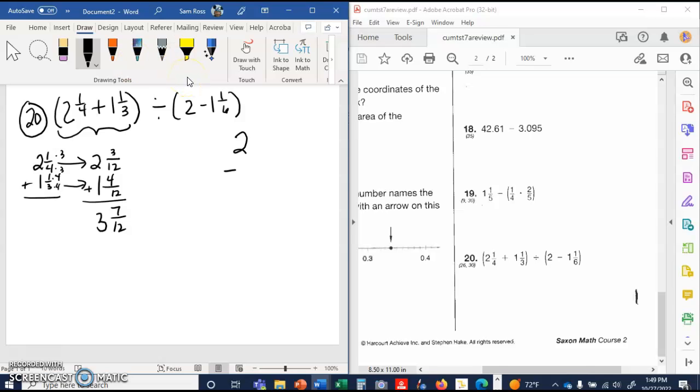Over here I have 2 minus 1 and 1/6. I'm going to have to borrow 1. 6 minus 1 is 5/6. So that's what I have here. So my ending is 3 and 7/12 divided by 5/6. So I'm going to have to popcorn this. 12 times 3 is 36, plus 7 is 43. 36 plus 7, yeah.